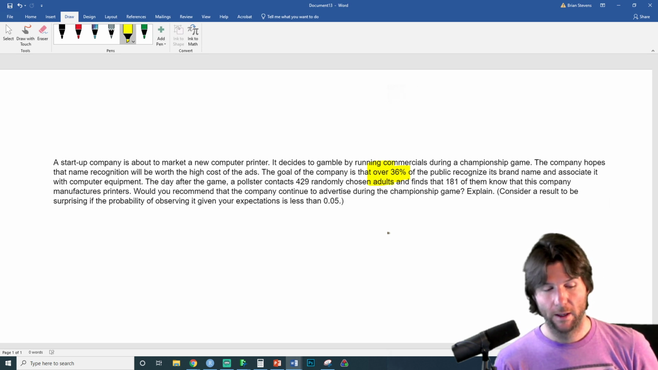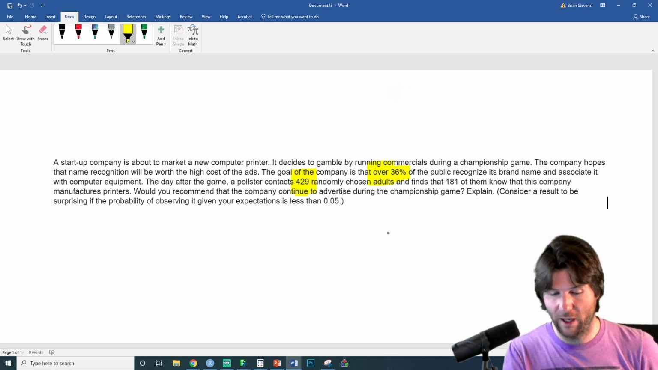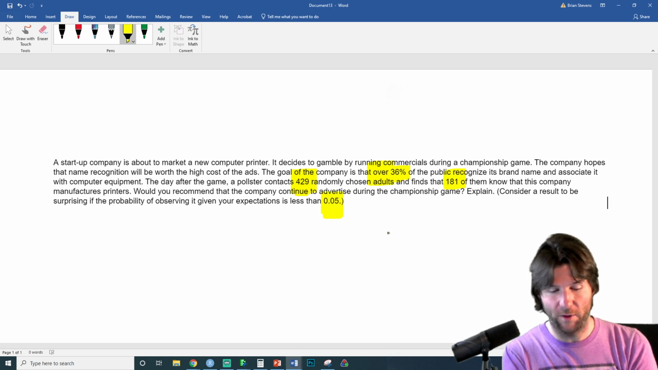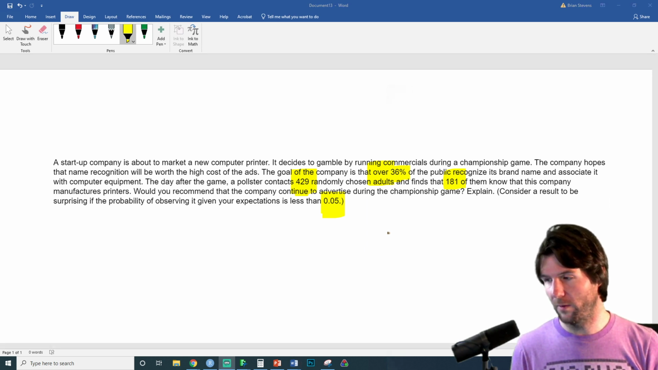This is what they're going to hypothesize is true, and they want over it, so the over is a keyword for the alternative. The day after the game, a pollster contacts this many people. That's our sample size. And randomly chosen, good, a condition is met, and they find this, that's going to be X right there, and I think we have everything, and here's alpha level right here. So we know everything we need to know for this right here. We know all of our notation.